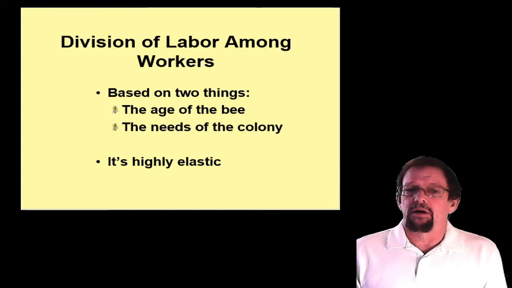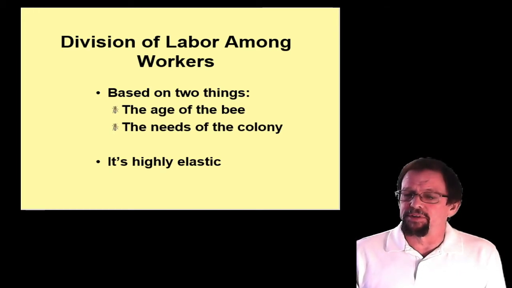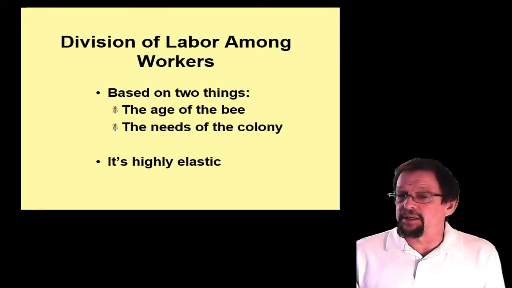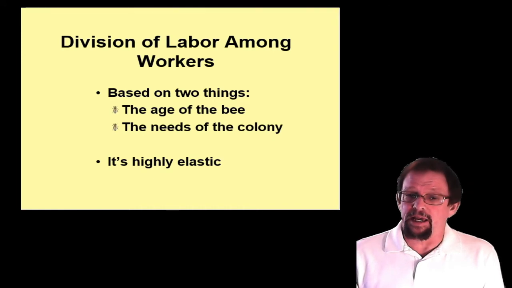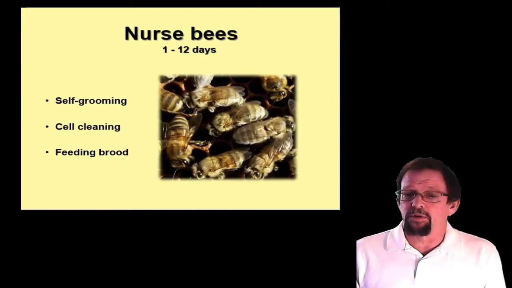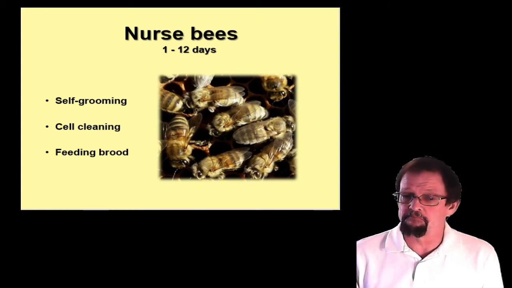Division of labor among workers is based on 2 things: the age of the bee and the needs of the colony. And again, this is actually highly elastic. So let's start out with the beginning of a bee. Once they've emerged as an adult, one of the first things they do is start cleaning the cells. They are considered nurse bees for the first 12 days of their life. So their job is to nurse, take care of the young, and feed the brood.